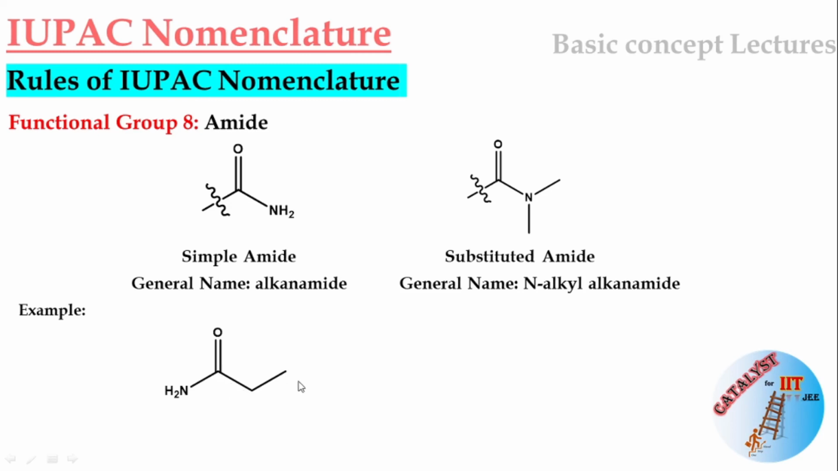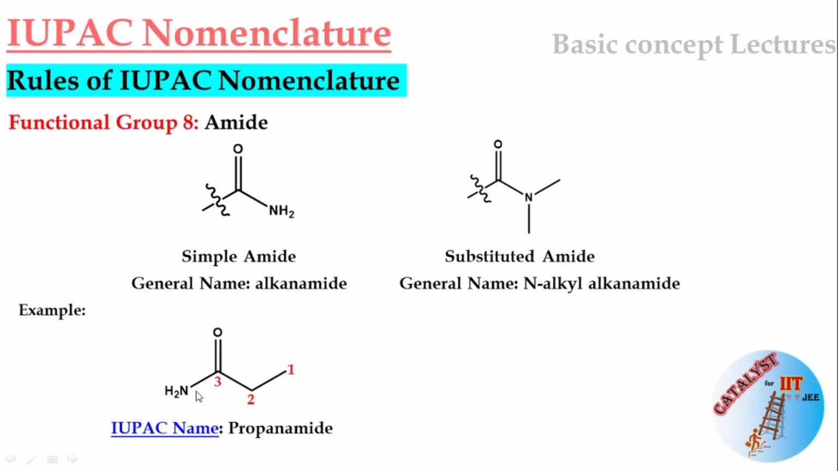group in it. So the parent chain is 1, 2 and 3. So it will be propanamide because this nitrogen is connected with hydrogen itself. So that's why this is in the category of simple amide, and the general name will be given as alkanamide. So alkanamide means the number of carbons present in your parent chain is 1, 2, 3. So that's why the IUPAC name is propanamide.